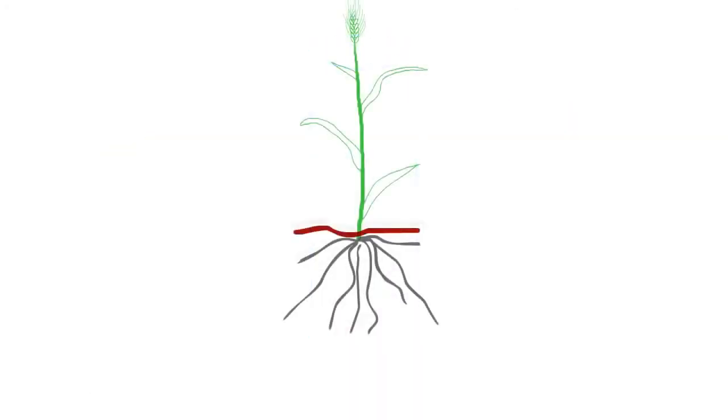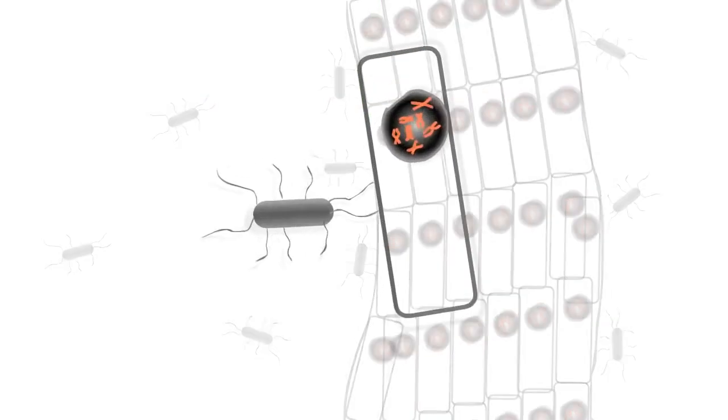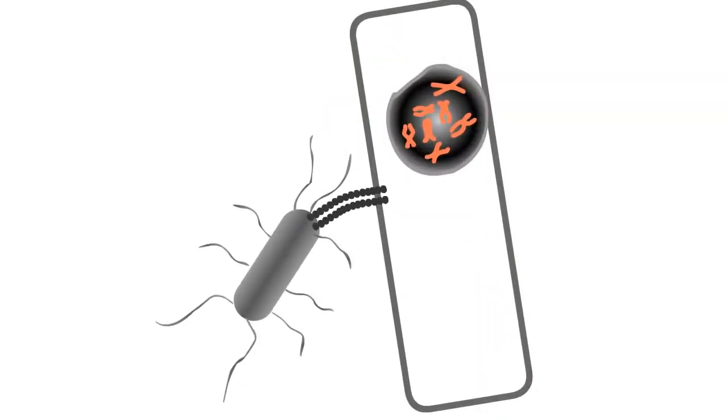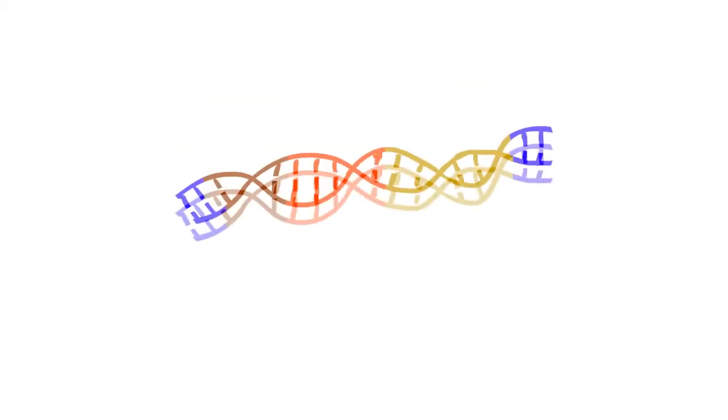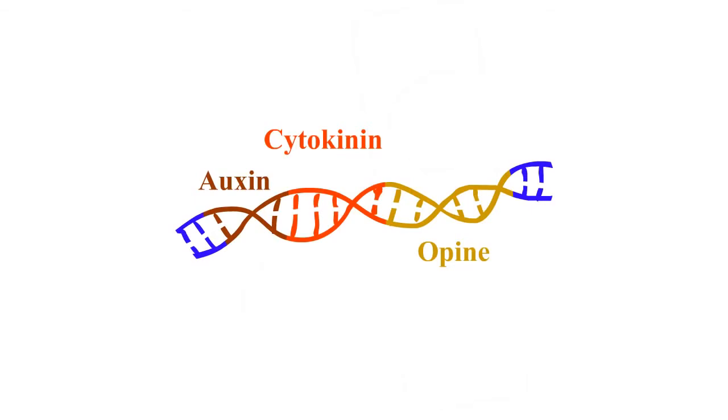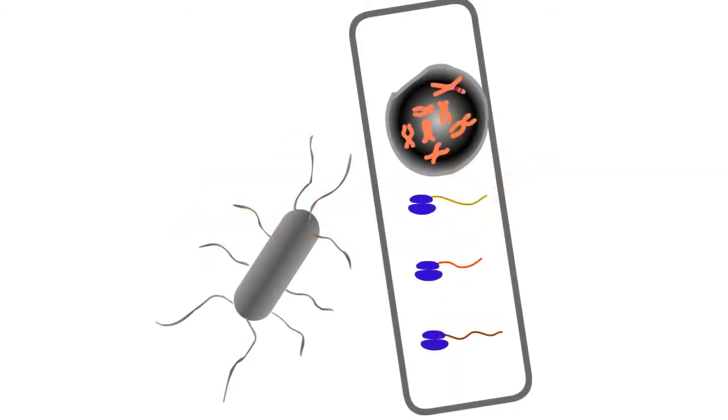Agrobacterium tumefaciens is a soil microorganism that can naturally transfer some of its DNA into plant cells. In wild agrobacterium strains, this DNA, called transfer DNA, contains several genes that hijack plant biochemical pathways and make plant cells synthesize chemical compounds that agrobacterium uses for food.